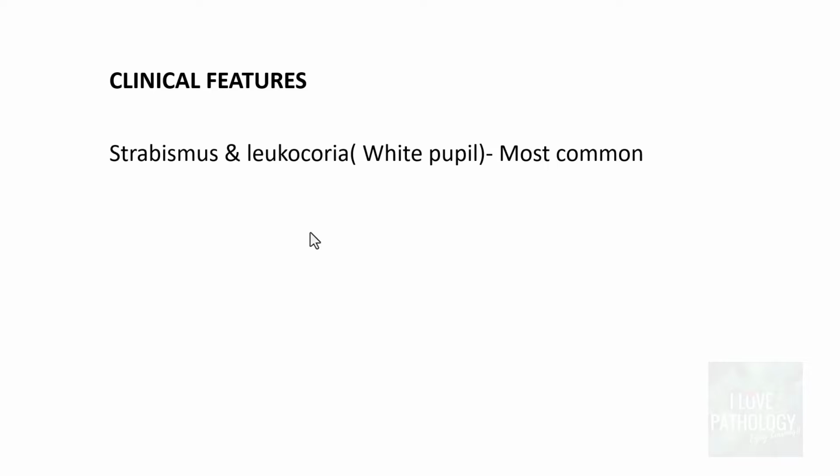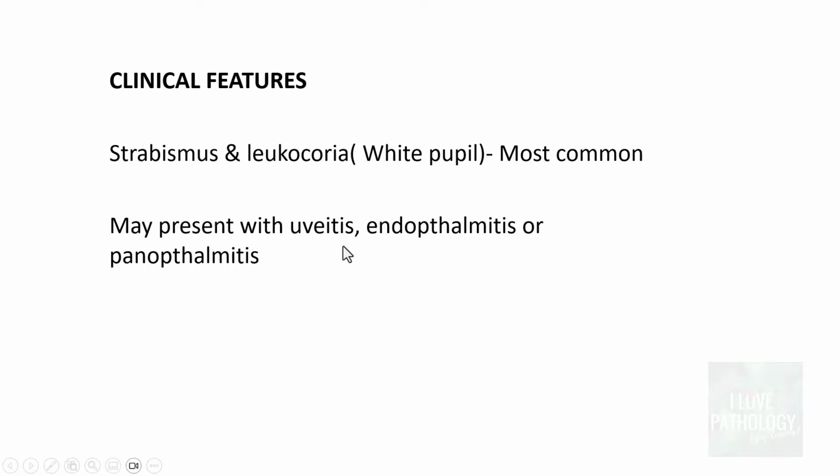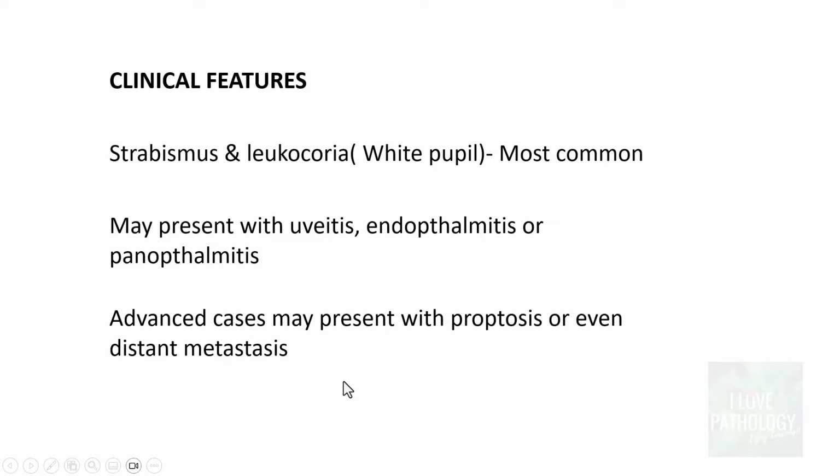Now, how do these patients manifest? As I told you, they often present in the third to fifth years of life. The most common modes of presentation are strabismus and leukocoria. Leukocoria means white pupil. They can also present with uveitis, endophthalmitis, or even panophthalmitis. And very rarely, advanced cases may present with proptosis or even distant metastasis.